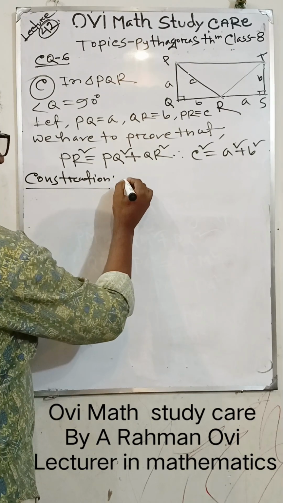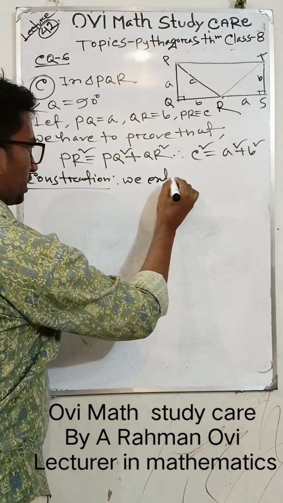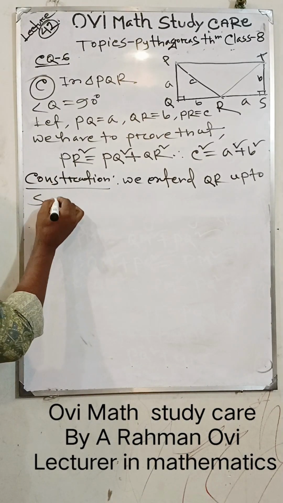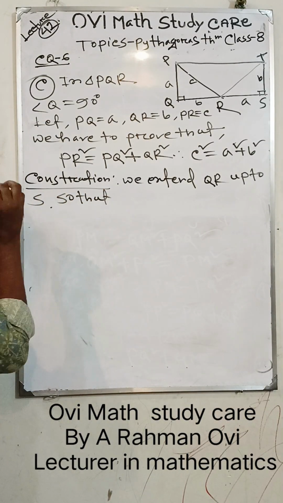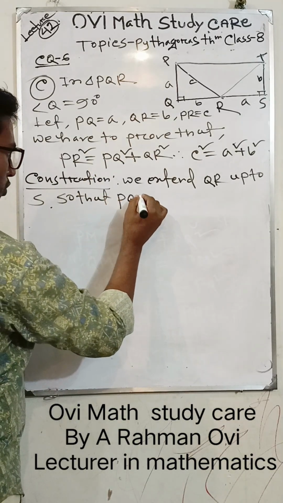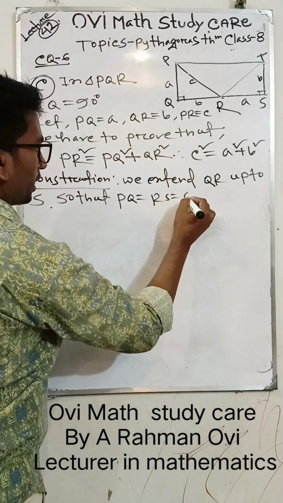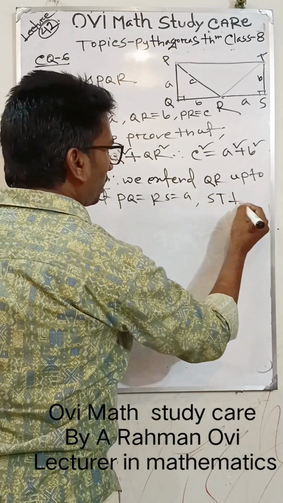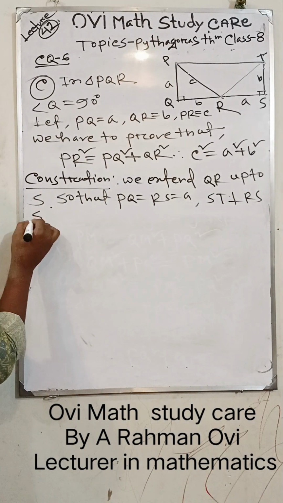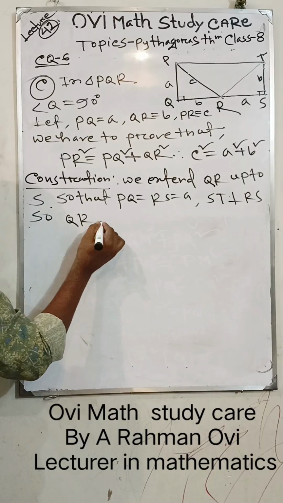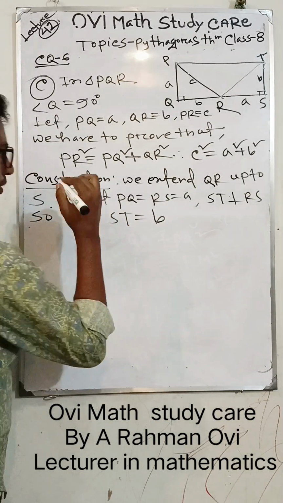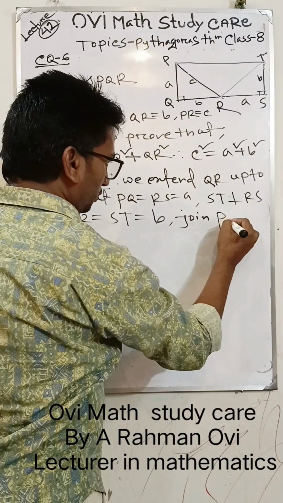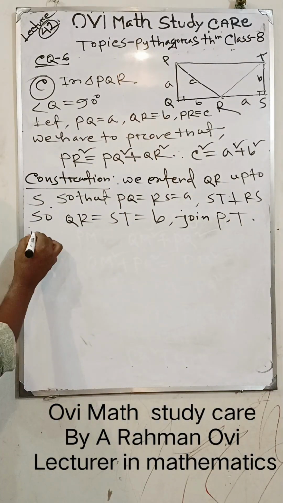In the construction, what did we do? We extend QR up to S so that PQ equal to RS equal to A, and we draw perpendicular ST on RS so that QR equal to ST equal to B, and we join PT. Now prove.